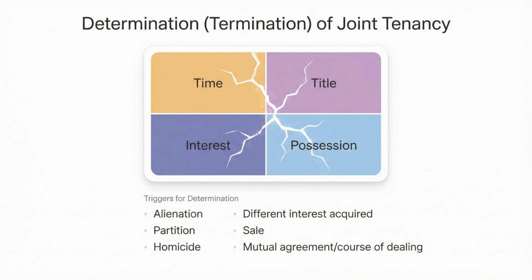Determining a joint tenancy means terminating it, and the logic is straightforward. If an event destroys any of the four unities, joint tenancy cannot continue. The material lists several ways this happens: alienation, partition, homicide, acquiring a different interest, sale of the property, and mutual agreement or course of dealing.